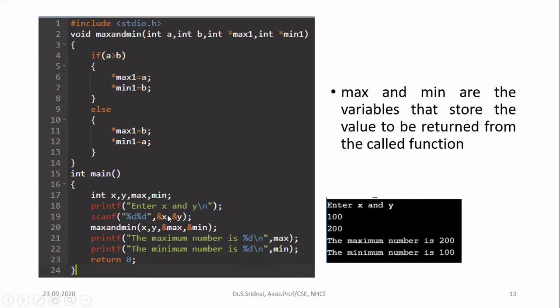Since I have passed the address of max and min, all the changes have been done in the address, so I can get the correct answer there. So when you print the answer, you will be getting the answer as whichever is the maximum number, here it is 200, that will be printed, and minimum will be printed as 100. Okay, so this is a way to return more than one value from a function using the concept of pointers.